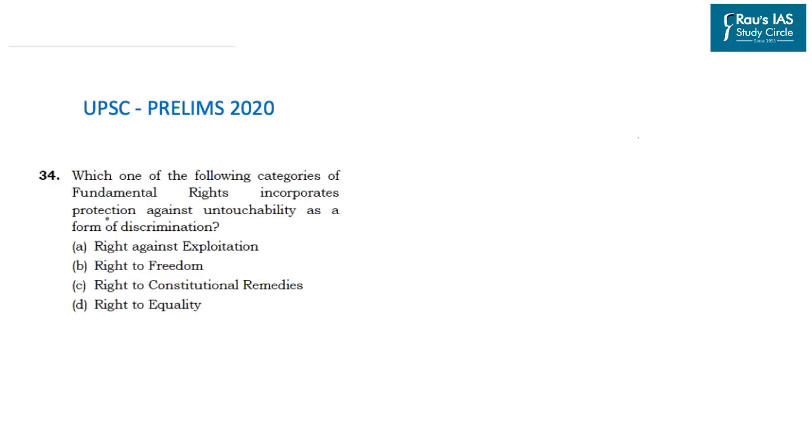Now moving further, let's take up this question on untouchability. The question says, which one of the following categories of fundamental rights incorporates protection against untouchability as a form of discrimination? So two aspects become important here. First is that this question is being asked with respect to fundamental rights. And second, within the aspect of fundamental rights, it is asking you about untouchability.